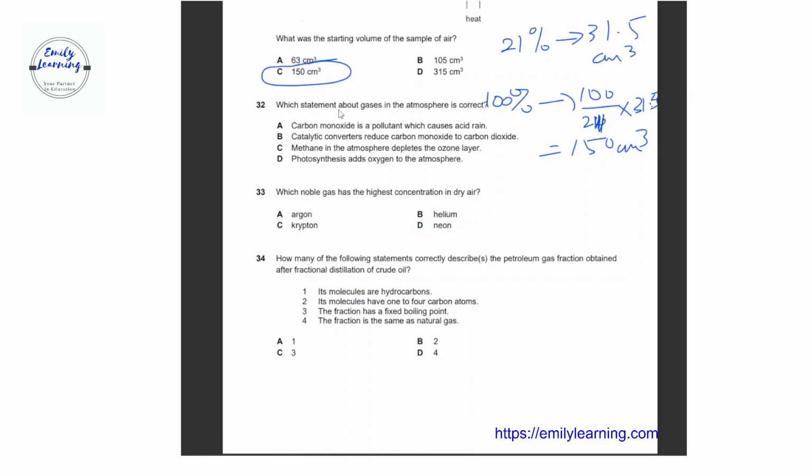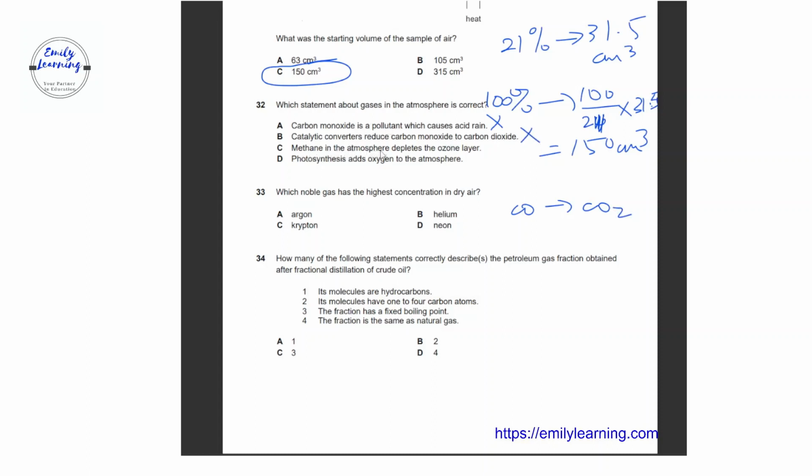Question 32. Which statement about gases in the atmosphere is correct? Carbon monoxide is a pollutant which causes acid rain. This is wrong. Carbon monoxide is toxic, but it is not acidic. It is neutral, in fact. Catalytic converter reduces carbon monoxide to carbon dioxide. Carbon monoxide to carbon dioxide is an oxidation reaction. From CO to CO2, there's a gain in oxygen. It is an oxidation reaction, not reduction, so it's wrong.